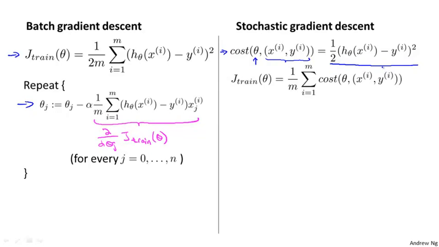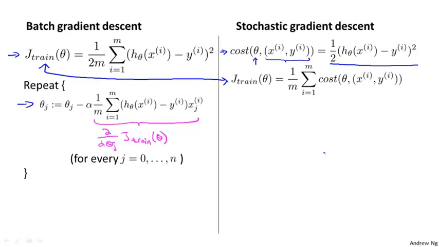Now you notice that the overall cost function J train can now be written in this equivalent form. So J train is just the average over my M training examples of the cost of my hypothesis on that example (xi, yi).